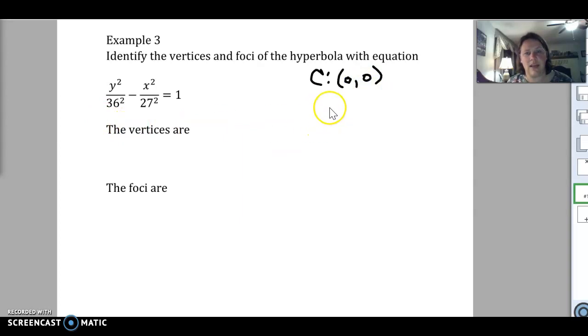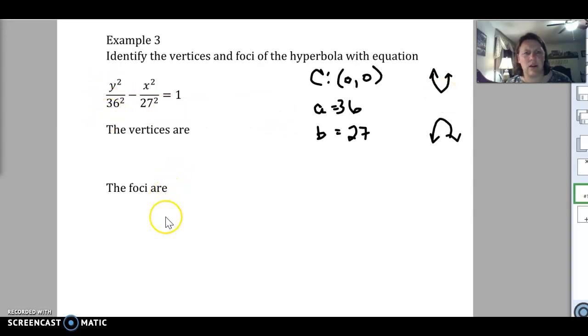Okay. We know that a equals 6. We know b equals, that equals 36, because it's 36 squared. So a equals 36, b equals 27. We also know that this is a vertical hyperbola, meaning that it does open up and down again. So that's going to be the shape of our hyperbola. Our a is always going to be what's under the y value.